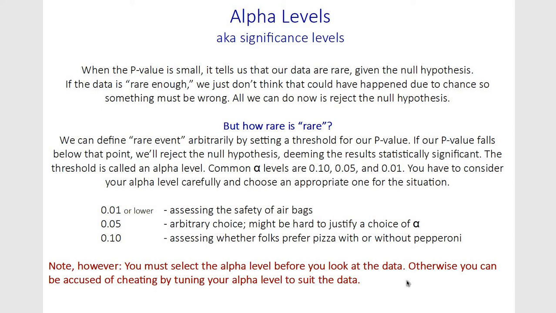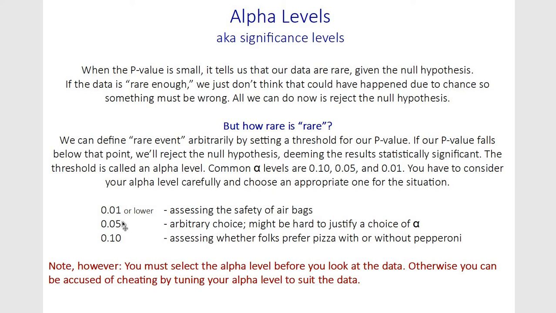So before we look at our data, before we do anything, we have to select an alpha level. So it's telling us how rare is rare enough. Like if we were trying to assess the safety of airbags, we'd want a really low p-value. So our alpha level needs to be 0.01 or even 0.001, right? We really want to make sure airbags are safe. And so we have a really, really small p-value or alpha level here that we're trying to reach.